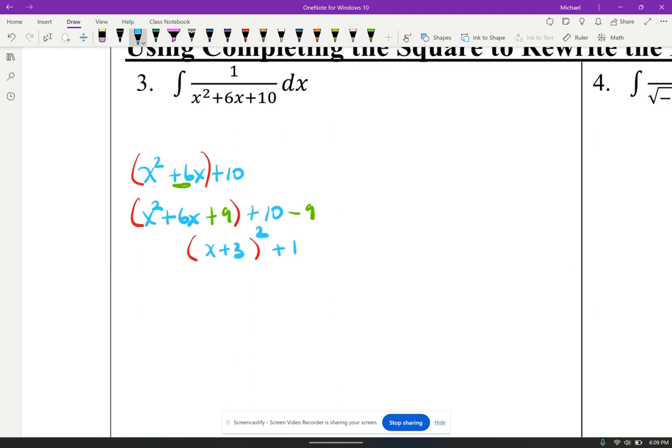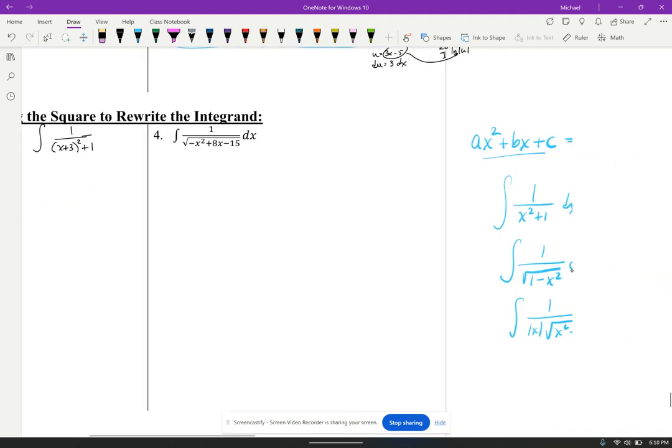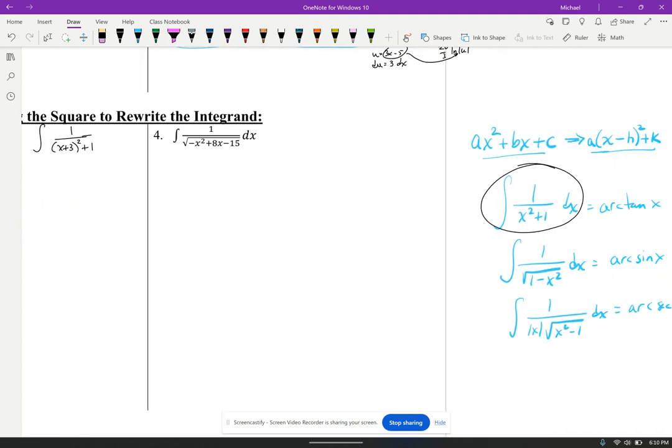And so what I just created is an integral that looks like this. So what I'm claiming is if you were to square out x plus 3 times x plus 3, and then add 1, you would get this denominator. But why do I want it like this? Oh, because it reminds me of the arctangent antiderivative.